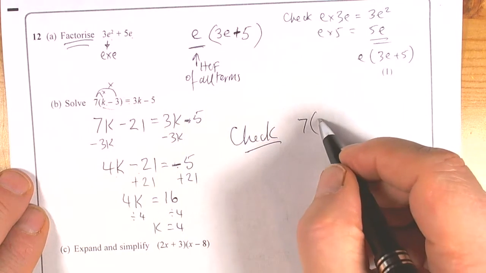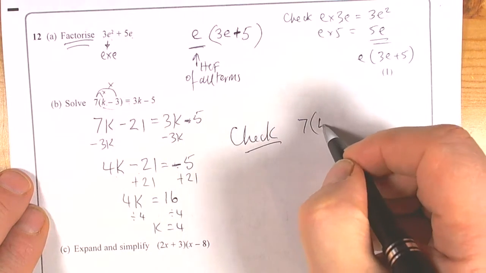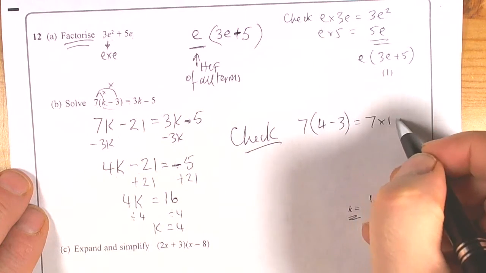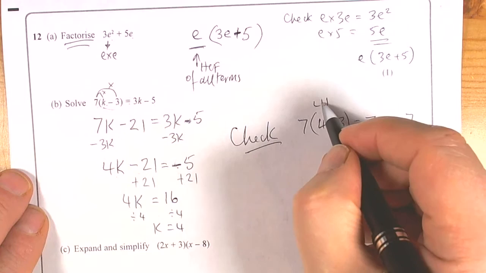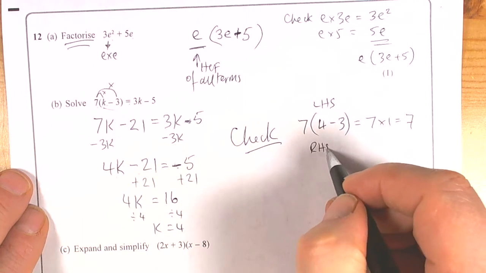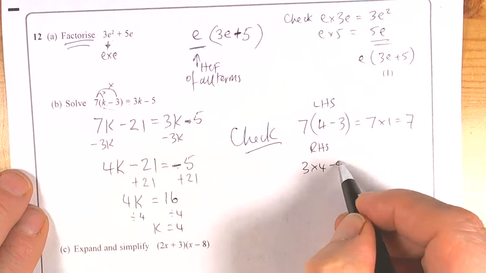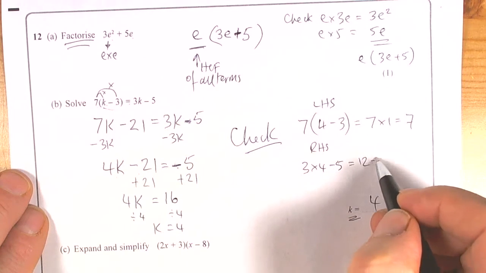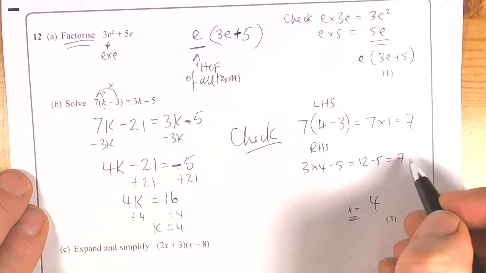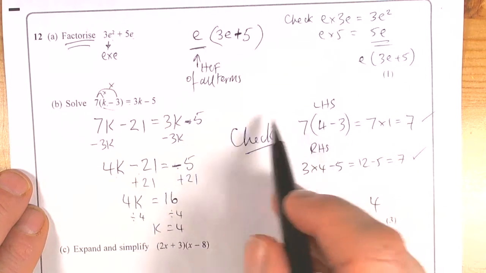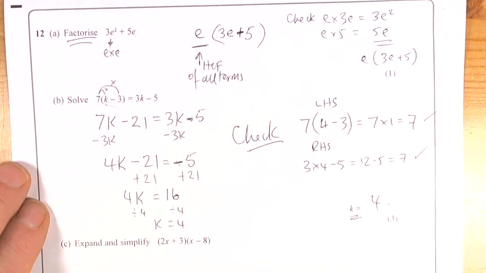So 7, we said that k was 4, so we've got 4 take away 3. Well, that equals 7 times 1, which is 7, so that's the left hand side. And then we have to do the right hand side of the equals, so we've got 3 times 4 take away 5, well 3 times 4 is 12 take away 5, and that is also 7. Okay, so we've got 7 on both sides, so they're both the same, so k is 4.